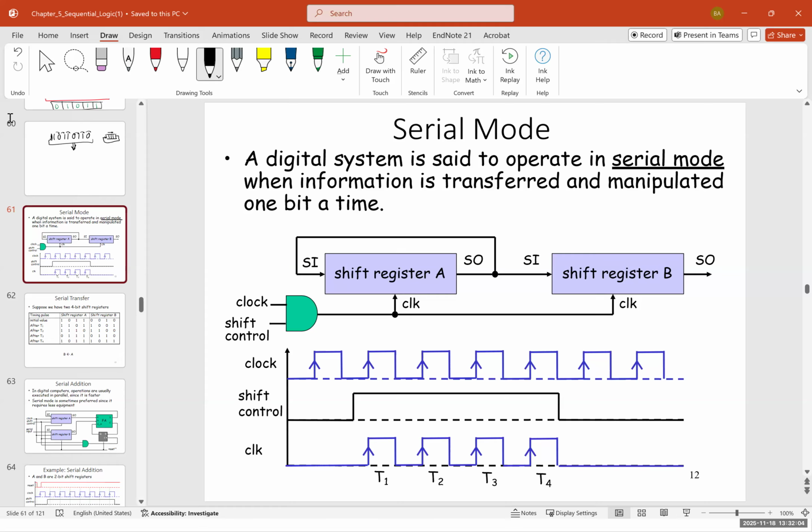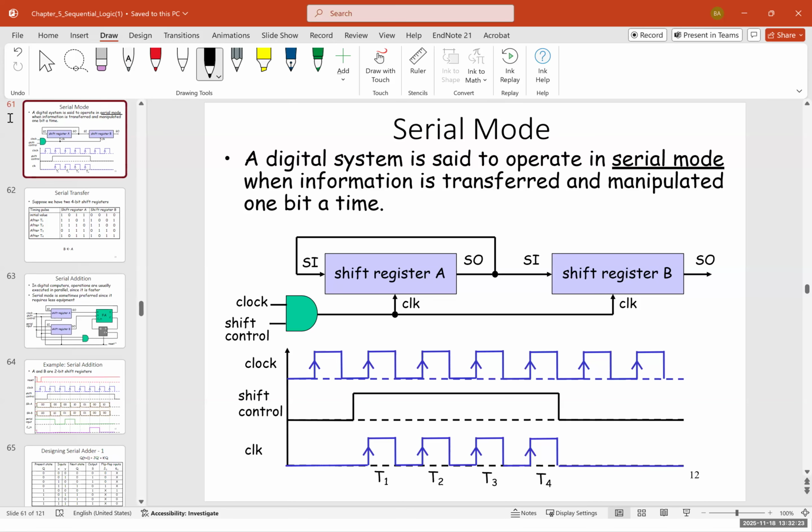We have the serial input and the serial output, and the serial output of register A is connected to the serial input of register B, and both their clocks are connected to an AND gate, whose inputs are connected, one of them to the clock, the other one to the shift control. Now let's see how this works.